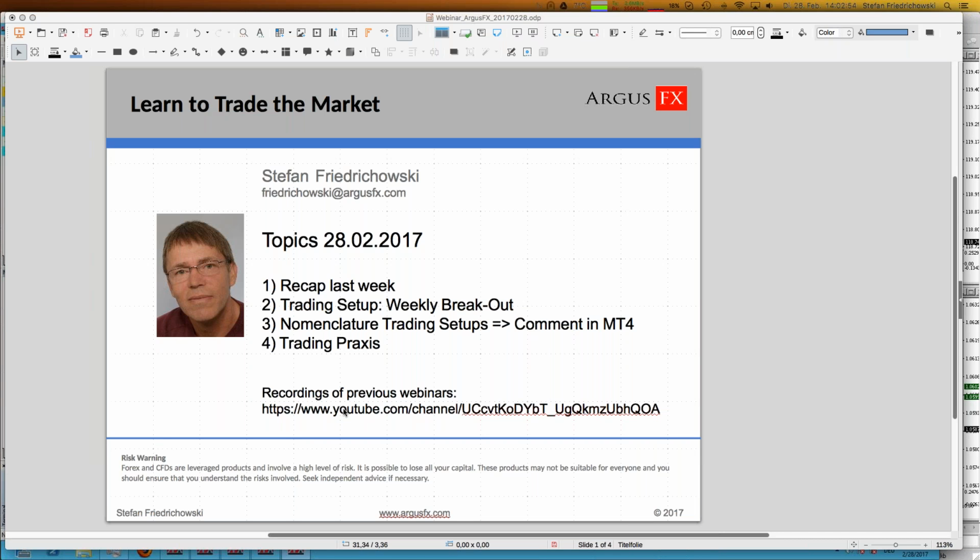And that trading setup runs under the name Weekly Breakout. You might imagine already what kind of trades we are doing. We are looking at the weekly candles, and then we place orders as a breakout out of that given range from the week before. So we have to add this new setup to our nomenclature for trading setups, so that we have a common nomenclature for all our trading activities, and then we can practice that trading setup as well, and that is what we will do today.